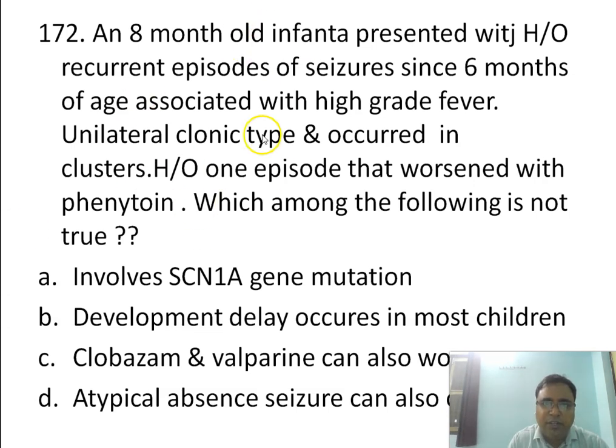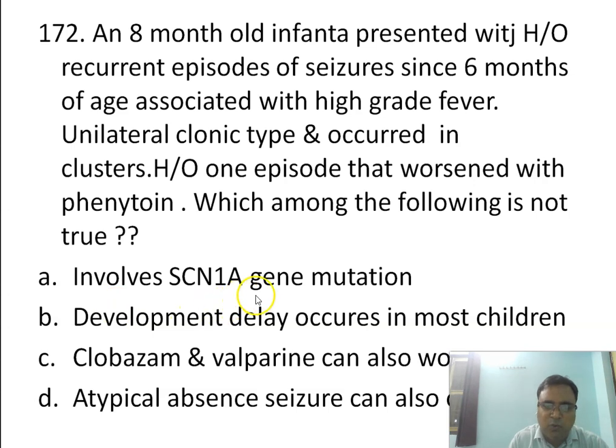First thing, what could be the diagnosis? Recurrent episodes of seizure since 6 months associated with high-grade fever. Is it febrile seizure? No. It is something beyond febrile seizure, something complicated, associated with unilateral clonic type that occurs in clusters, and a history of one episode that worsened with phenytoin. The diagnosis is most probably Dravet syndrome. Then if you know that this is Dravet syndrome, among these four, which one is not true?